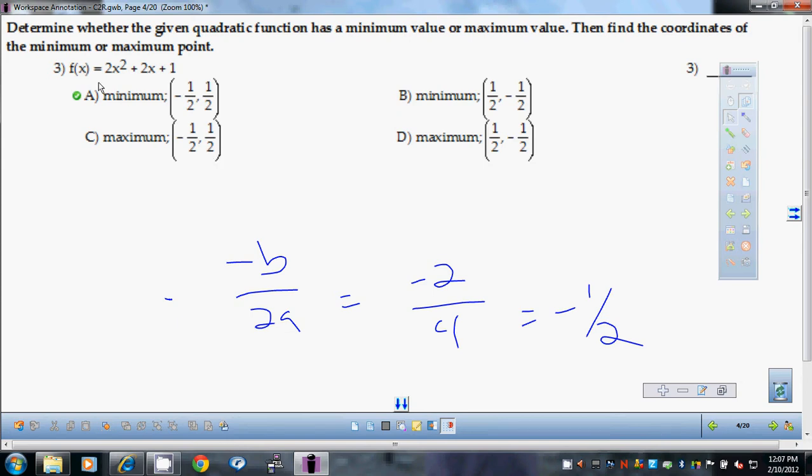Had, theoretical time, had this been a negative 2x squared, then it would have been a down, down, and it would have given you a maximum, and the answer would have been C. But it wasn't. So.